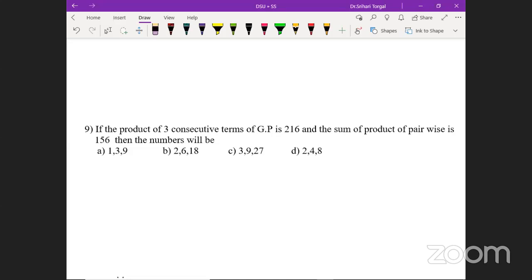If the product of 3 consecutive numbers of GP is 216, okay, product of 3 consecutive integers, sum of their product pairwise is 156, then the number C is. See here, what is the product of 3 numbers? It is 216, which is an even number. So the product of even numbers will be even. The numbers must be even here.